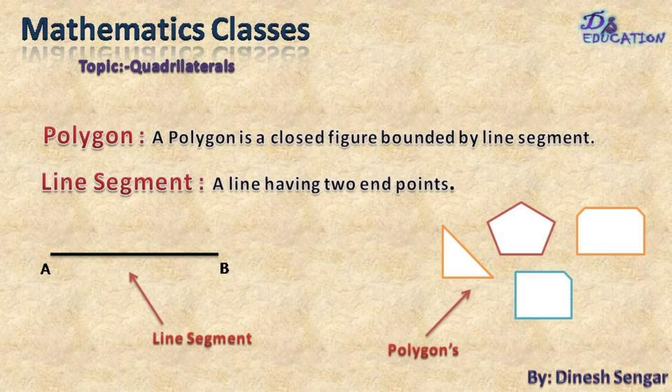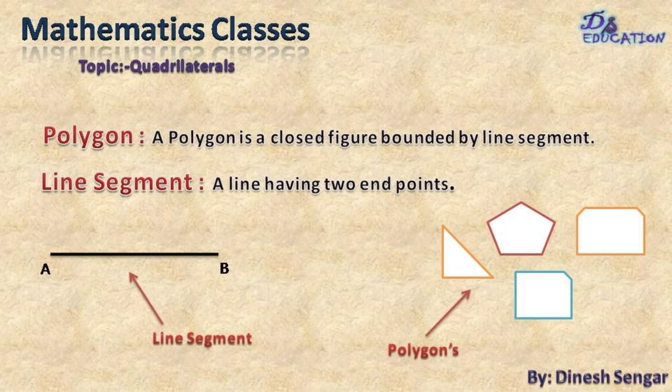A polygon is a closed figure bounded by line segments. It is a closed figure, there is no open side, you cannot move out of that box. So it is a closed figure which is bounded by line segments.